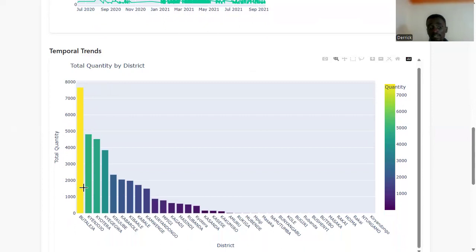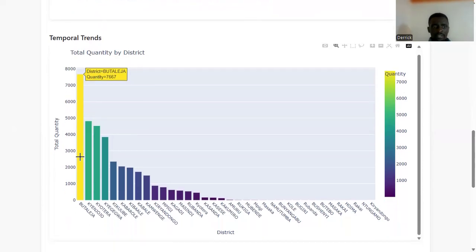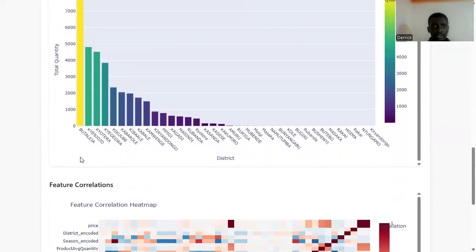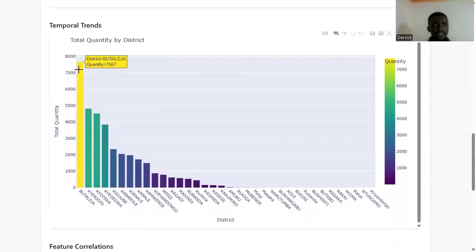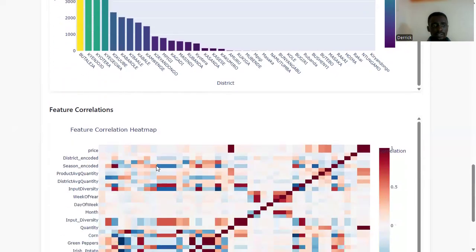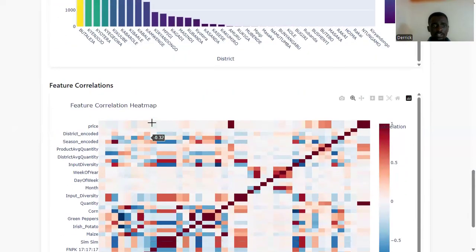Just as I say, Butalija, Chenduju, Chotera, and the other districts showed the highest product quantity production in this data set. As you can see, Butalija scored around 7,600 plus quantity, with Chenduju around 48 plus. Yes, and then this is a feature correlation.